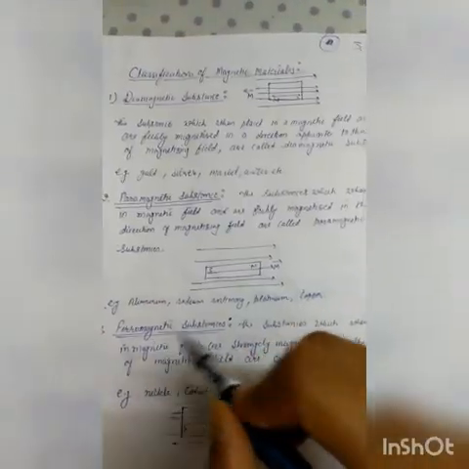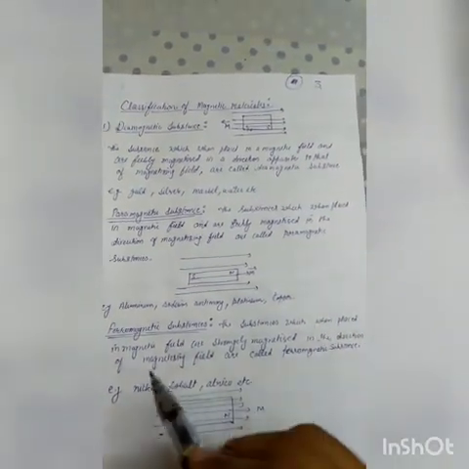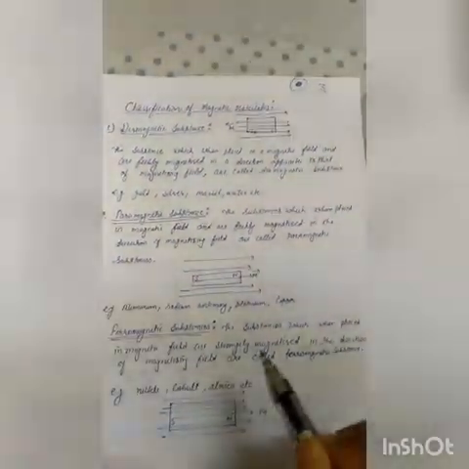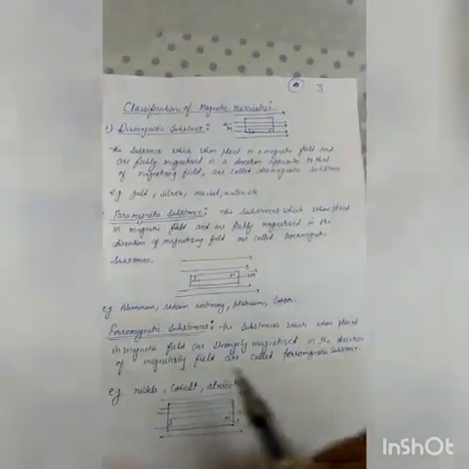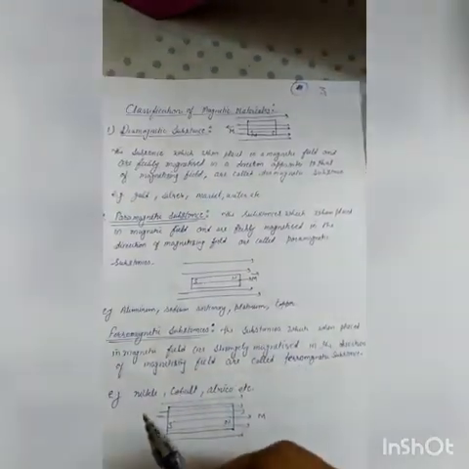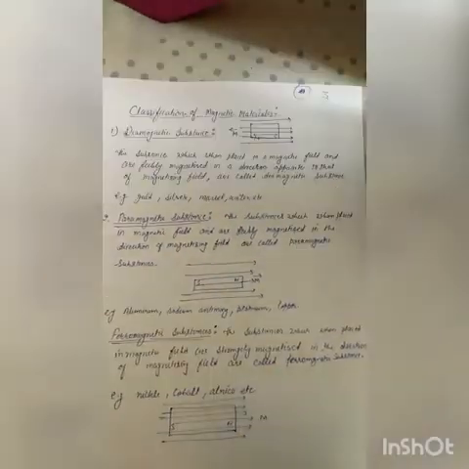Next, we have ferromagnetic substances. The substances which, when placed in the magnetic field, are strongly magnetized in the direction of the magnetizing field are called ferromagnetic substances. For example, nickel, cobalt, alnico, etc.